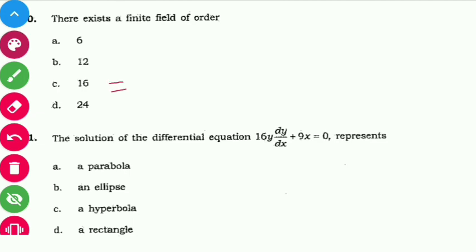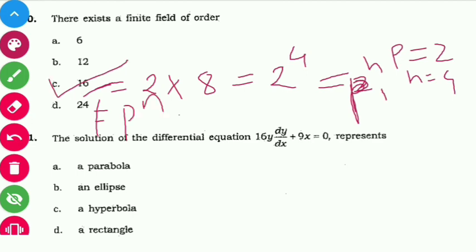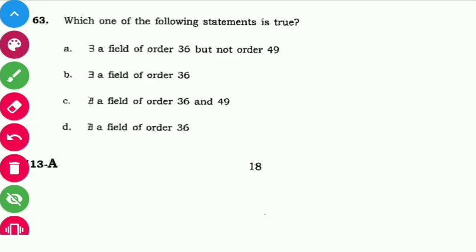Now 16 is just same as 2 raised to... 2 into 8, which is equal to 2 raised to 4, right? Yes, now we have this p is equal to 2, which is a prime number, and hence n is equal to 4. So this is p raised to n. So this is a possibility for the finite field of order 16, right? And you can just check that this 24 is not equal to p raised to n for some p prime. So this C option is the correct option. Let's solve the next question.